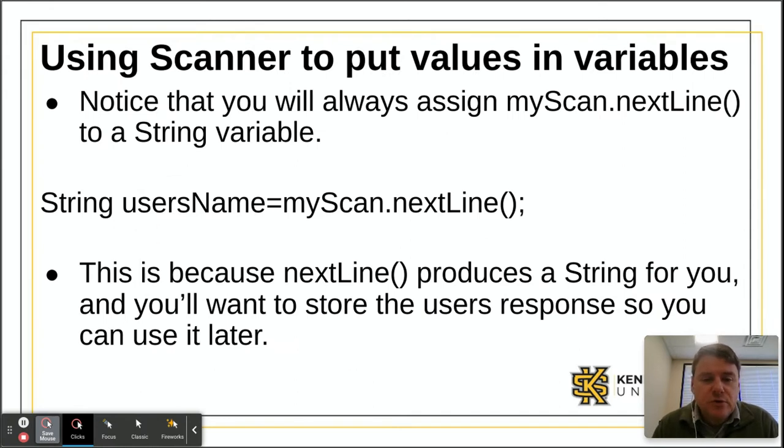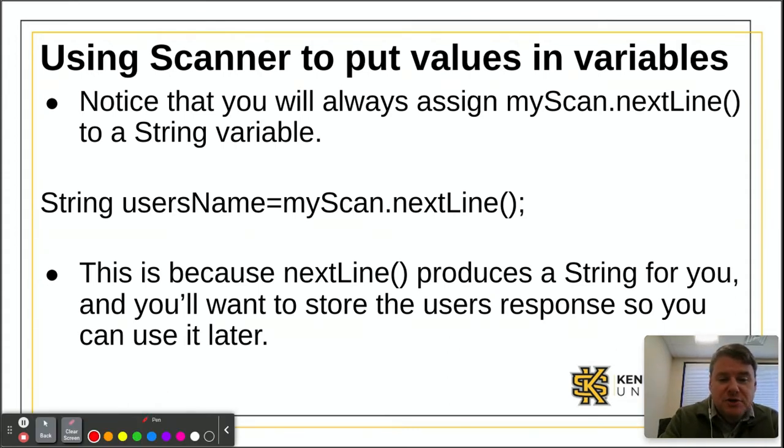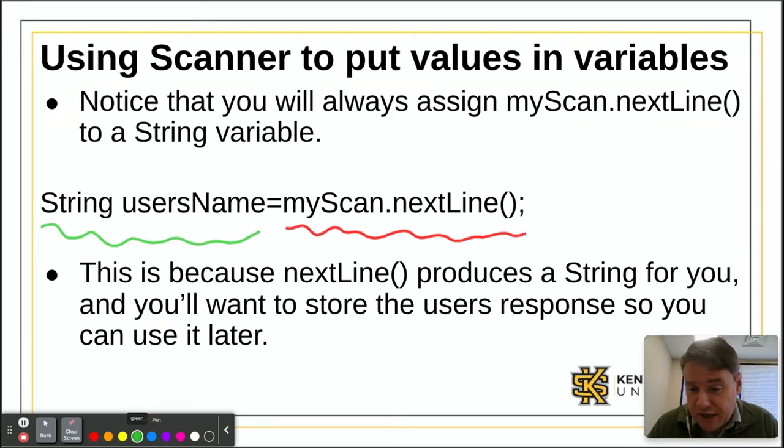All right, so you will always use this. Anytime that you're doing a myscan.nextLine, you're going to need to put that into some form of a variable. And nextLine specifically always returns a string, so you're always going to want the variable to be of type string. Now, it is possible to break those two parts up into two separate lines.